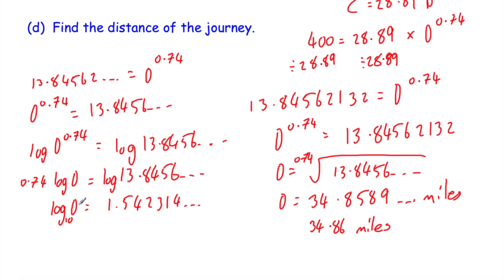If we want to work out what d is, we've got the base, the power, and the answer. So that means that d would be equal to, writing this in index form, 10 to 1.54 and so on. So d is equal to 10 to the power of the answer, and we get 34.85893 and so on, which is what we had there. I actually find the root a little bit easier, but I just wanted to show you this approach in case you encounter it. And that's it. So we found the distance of the journey.